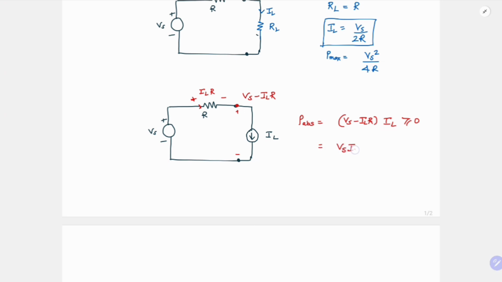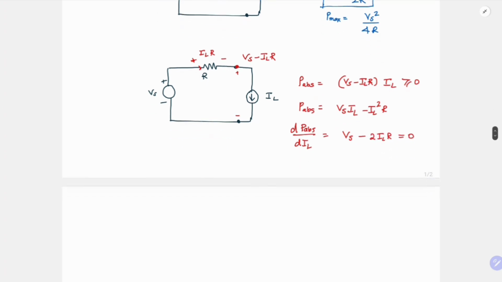So this is nothing but VsIL minus IL square into R. Now let us take a derivative with respect to IL. It comes as Vs minus 2ILR and this we want to equate to 0. So what do we get? Your IL is equal to Vs by 2R. By taking the second derivative, can we also check if it is a maximum? If you see, this is equal to minus 2R. So this is less than 0, which means that this point is a maximum. So this point corresponds to a maximum.